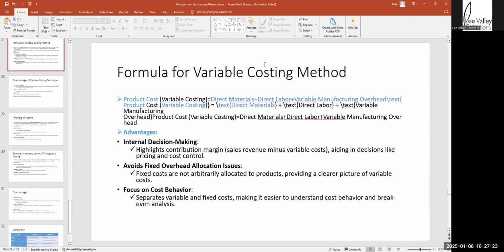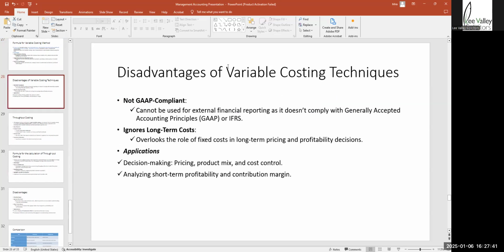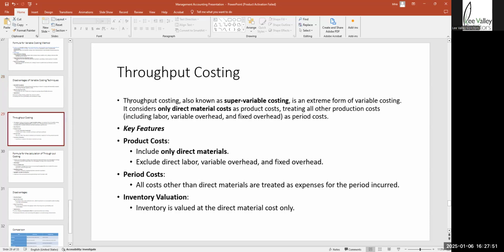Formula for variable costing method. The formula for variable costing method is given as in the slide. The advantages are internal decision making, avoiding fixed overhead allocation issues, and focusing on cost behavior. Now the disadvantages are: not GAAP compliant, ignores long-term cost. Its applications are decision making and analyzing short-term profitability.